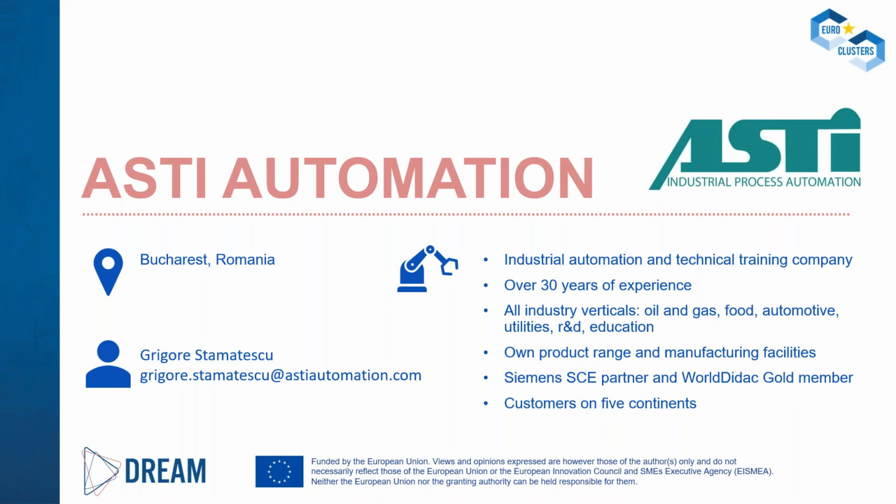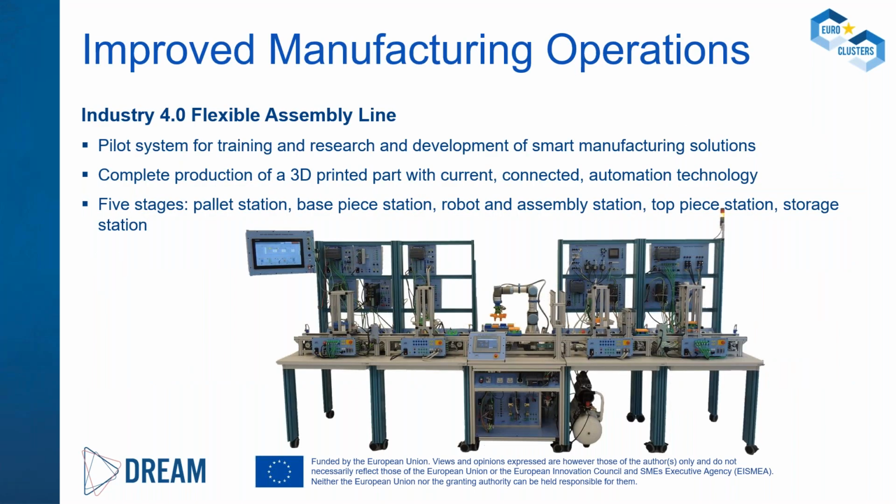So for this project, if you can change the slide, please. We have this flexible assembly line system. This is a pilot plant model of an industrial manufacturing process. What you see here are 5 stations, and the product is manufactured by going through all the processes. In the middle, you also see a robot station, which does the more complex production operations.